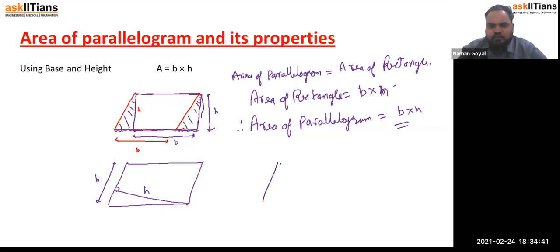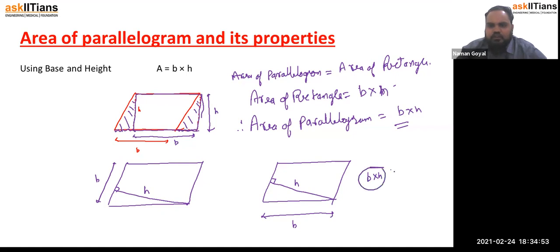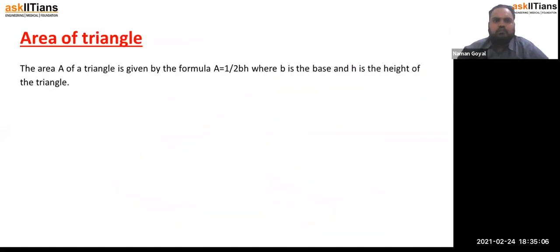For example, if we have this parallelogram and this is B and this is given as H, now the formula is not B into H. This formula will not work, right? Why? Because see, if the height is this, then this can be the base only, right? So we have to take that base for which the height is given. Okay, so this is the area of a parallelogram.